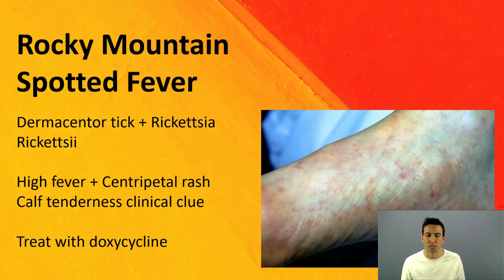I've seen it both ways, where they'll describe the rash progressing from the wrists and ankles and going centrally, or just saying there's a centripetal rash on exam, and you kind of need to know the two different ways that is defined. But treatment is the same with doxycycline.